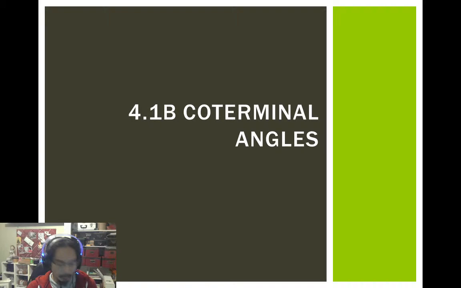Right, good afternoon, class. Today we're going to talk about coterminal angles. Something that Beckett asked about, but we never really covered it in much detail other than that they exist. We'll cover it in a little more detail today.